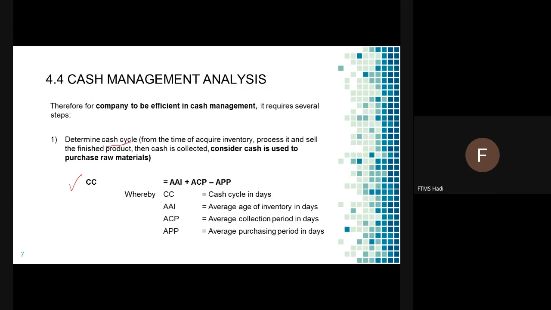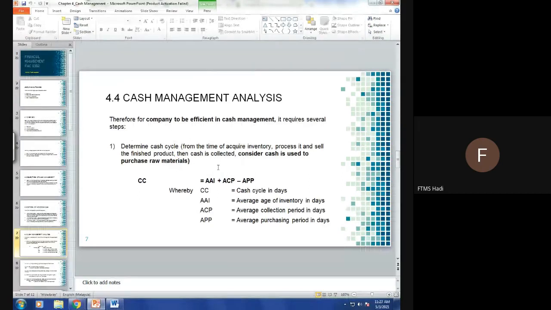CC is cash cycle. From the time of acquiring inventory, processing it, and selling the finished product, and then cash is collected. Consider cash is used to purchase raw materials. Okay, I give you an illustration on how it works.